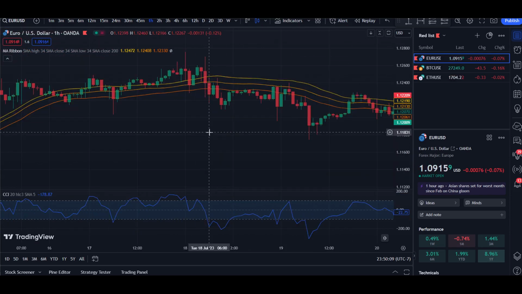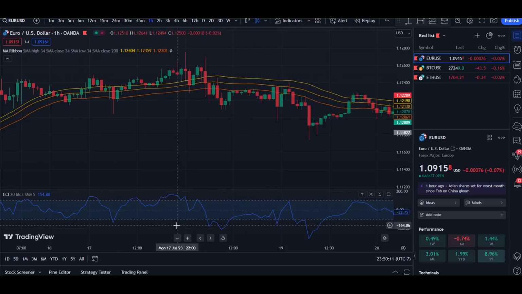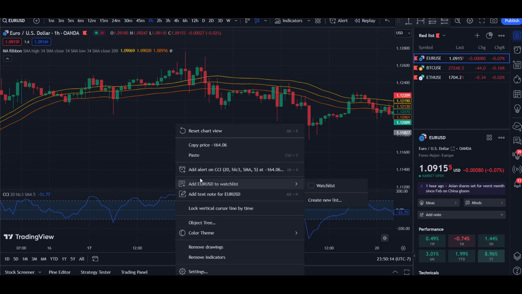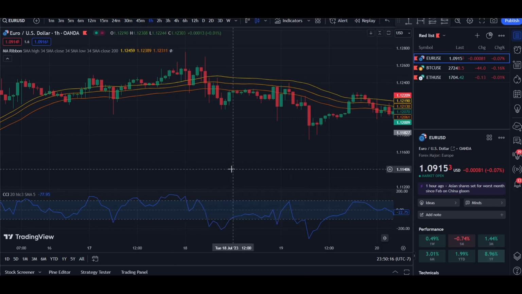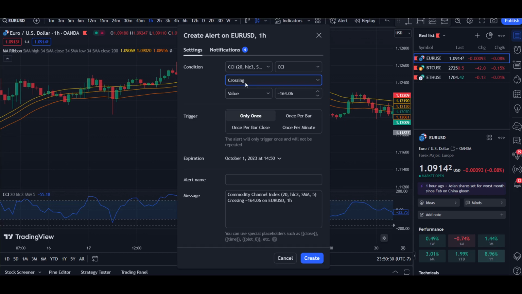All right, so as far as setting up trading alerts, the best way that you can set up alerts using the strategy, we're going to right click on the CCI. We're going to click add alert. We're going to make sure it says crossing. And then on the value, we're going to make sure that we have two. One for negative 100, and then we're going to make another one for just 100.